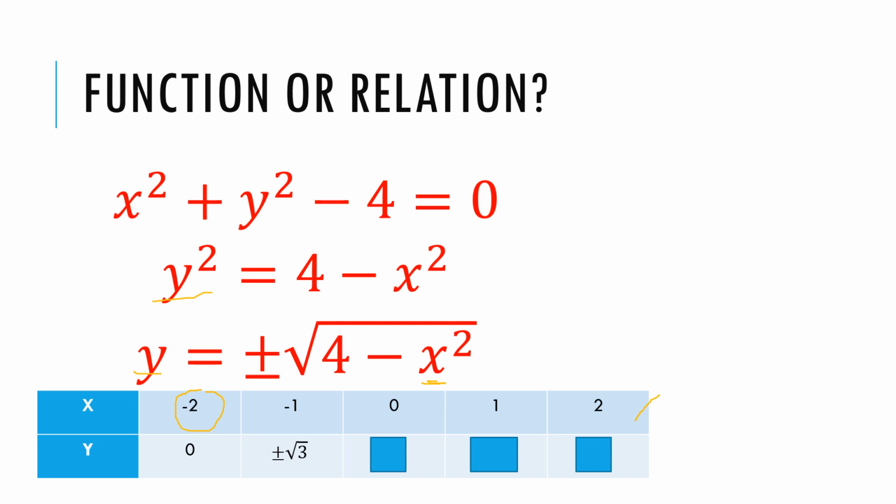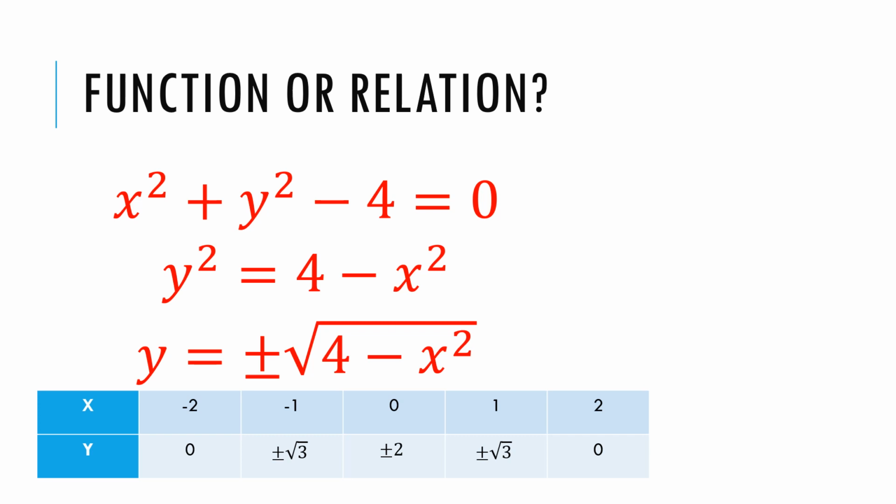How about pag 0 siya? Square root of 4 minus 0 squared. The answer is positive and negative 2. How about pag 1? The answer is positive and negative square root of 3. And if 2 naman, we have the value of y na 0.